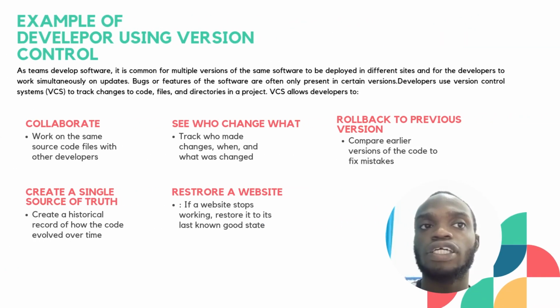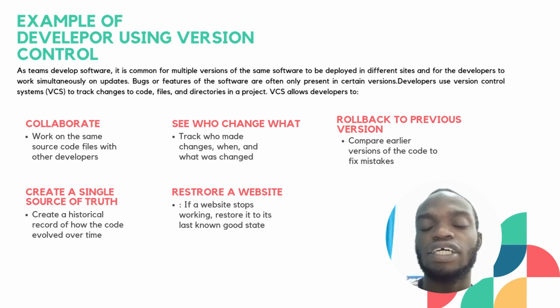I'm going to talk about examples of developers using version control. Version control is especially useful when developers develop software, in order to track the changes in the software. Example number 1 is to collaborate and work on the same source code files with other developers. Example number 2 is to see who changed what, meaning to track the other developers who make changes in the software.